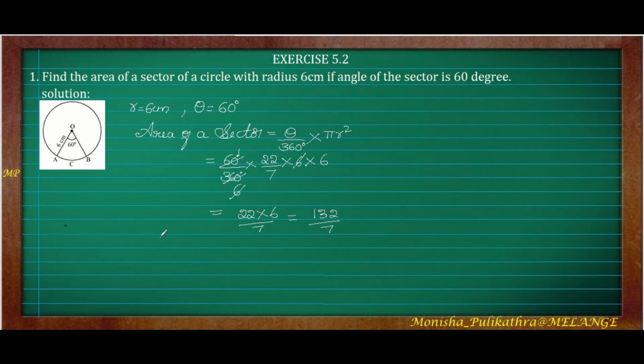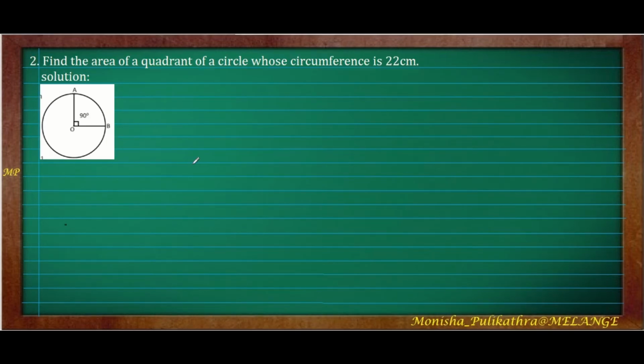So area of a sector is equal to, when we divide 132 divided by 7, we will be getting 18.857 centimeter square. So this is the way of finding out area of a sector. I hope you understood this. Moving on to the second question.